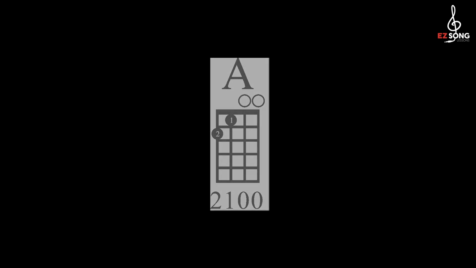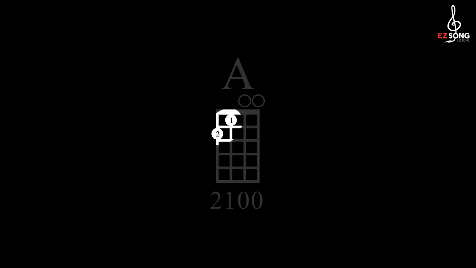Black dots. The black or any other coloured dots on the diagram tell you which frets and strings to place your fingers on. Numbers. The numbers inside or next to the dots indicate which fingers to be used on each of the frets. They correspond to the 4 fingers of the fretting hand.